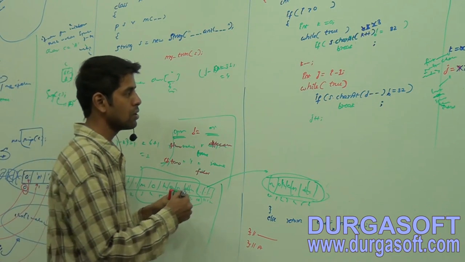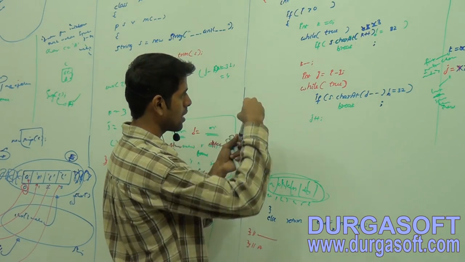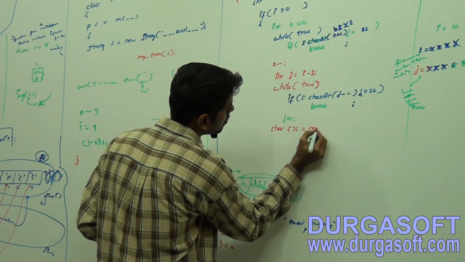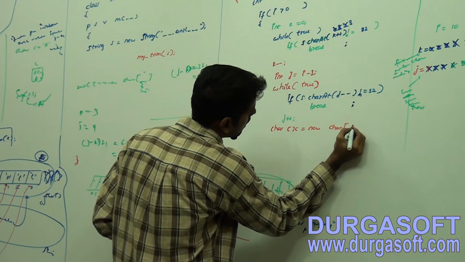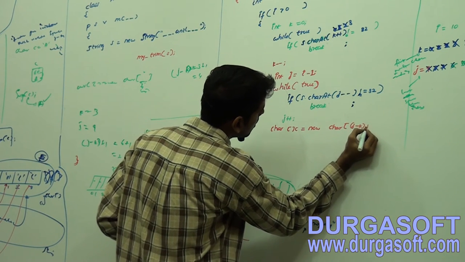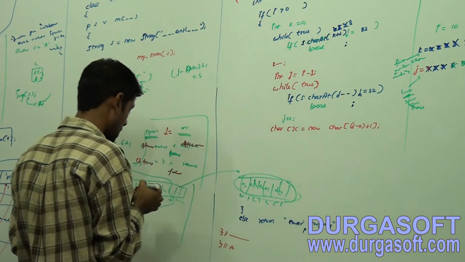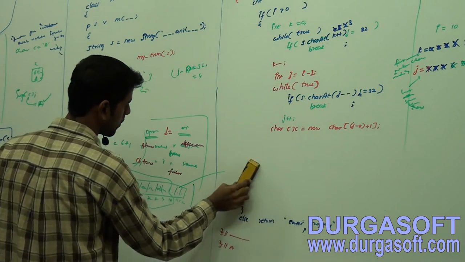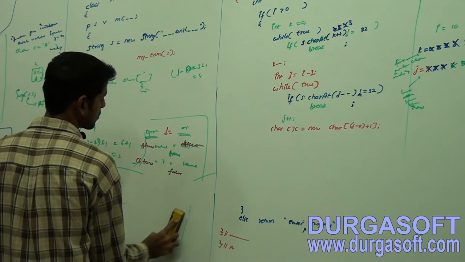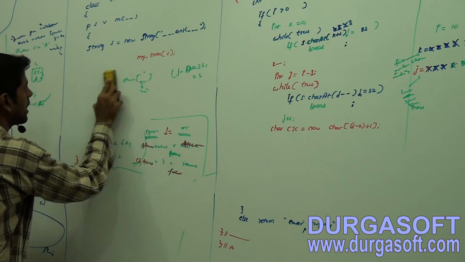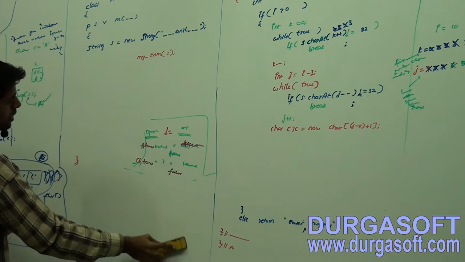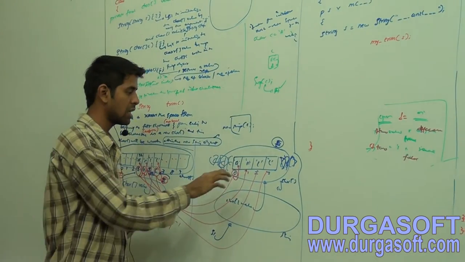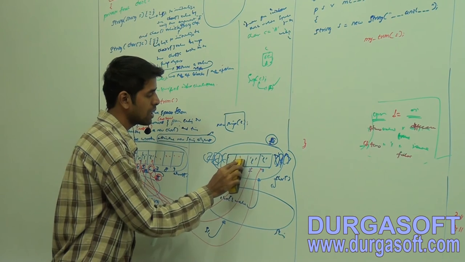Okay, now observe. Let us create one char array: char array c equals new char array of j minus k plus 1. Now observe here, friends, a new char array has been created in memory with no data. Initially there will be no data. Still I didn't copy this data.